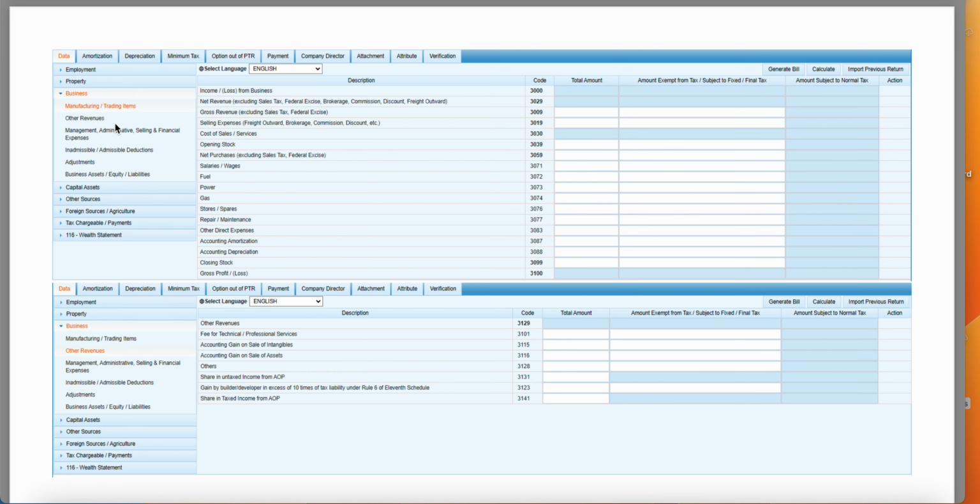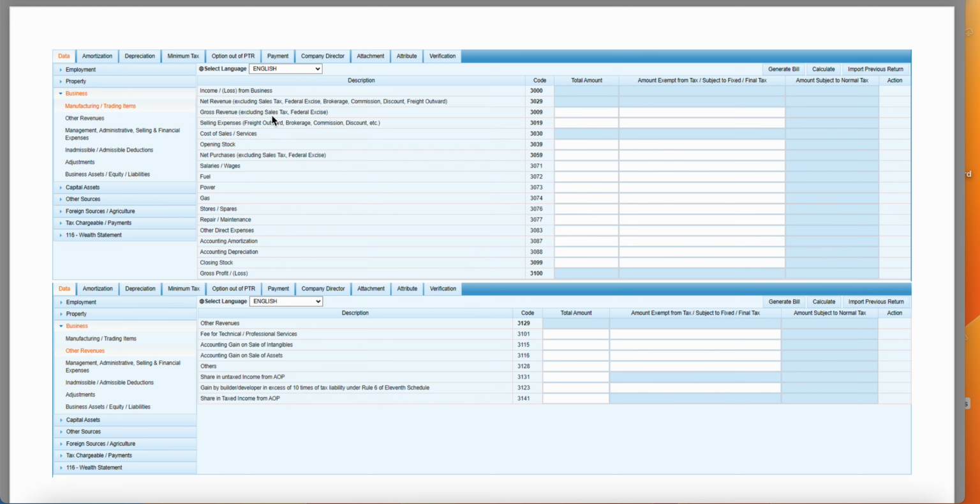This is part two. In part one, we discussed these two columns, that is, gross revenue excluding sales tax and federal excise duty, selling expenses, freight or outward, etc. So a few questions were asked regarding sales that include sales tax, how to show them, and we will be discussing those and a few other things.